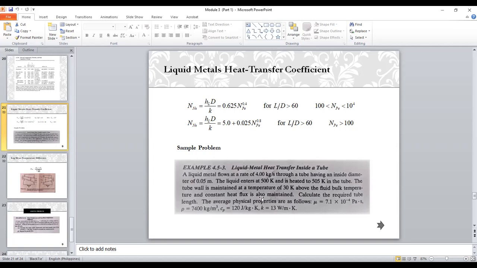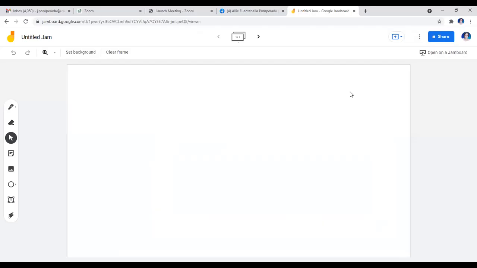Now, heat flux is also maintained constant. So you are to calculate the required tube length, and that would be the L. And since, again, the liquid metal is not specified, you're given its physical properties here. Those are viscosity, density, and heat capacity. So let me share with you the whiteboard so that we can write our solution for this. Okay, so we will write for this problem our given first.